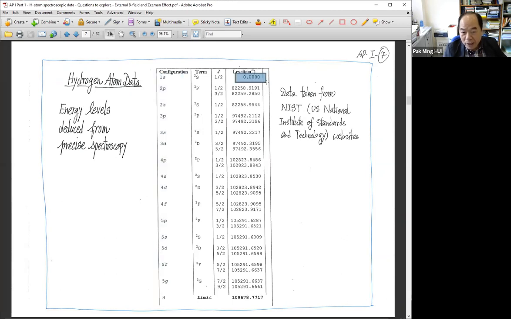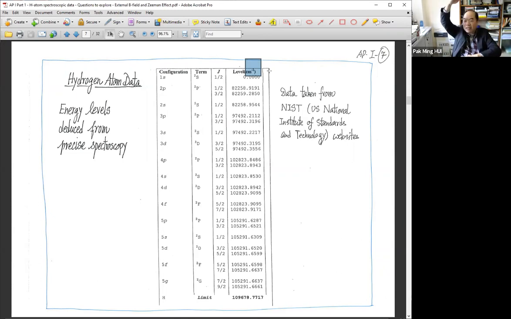And then you see a 0 here. So it is set to be 0. That is the lowest state, 1s state, okay? And now you see there's something called the limit. You can think about it, that is the ionized one, set free the electron. And you see something funny, 109,678. And that is given in wave number, all right? But now we understand, it is a representation of the energy. Okay, so it's saying 1s is here.